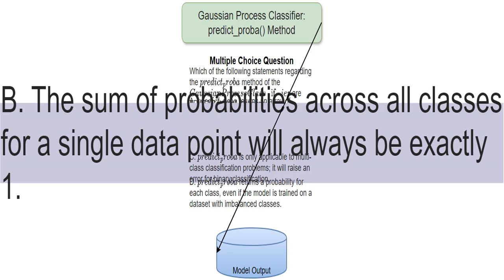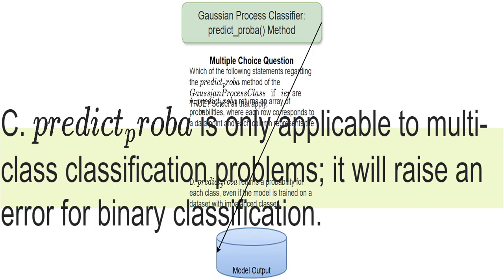This statement claims that all probabilities for a single data point will always add up to 100%. This is standard in probability theory. It is the property of a probability distribution. I check if this is true for this specific method. This statement says that predict_proba only works with more than two categories and will fail if you only have two categories, binary. I need to verify this.